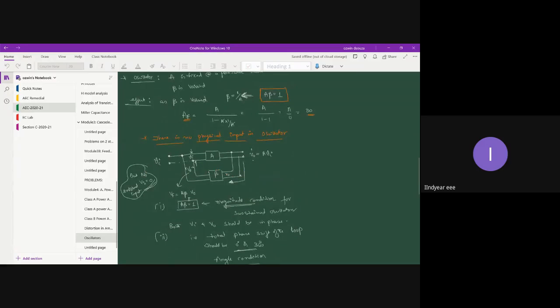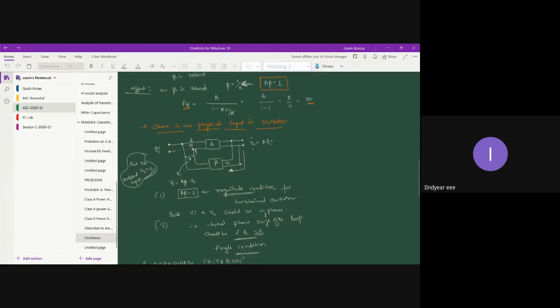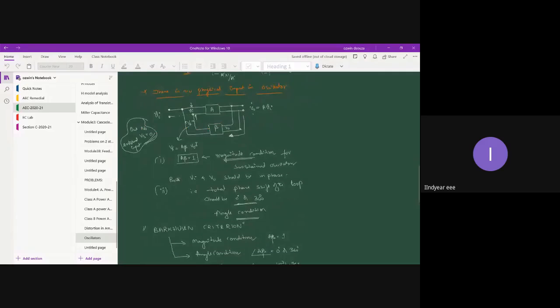If A beta is equal to 1, we would say that the magnitude condition is satisfied, with which you can get Vi equal to Vf, right? Because Vf, as you can see here, is A beta into V naught. If A beta is 1, your feedback signal becomes the output signal, and your feedback signal then becomes Vi itself. So in case of an oscillator circuit, you don't require any external input signal.